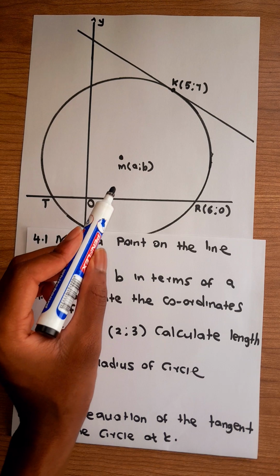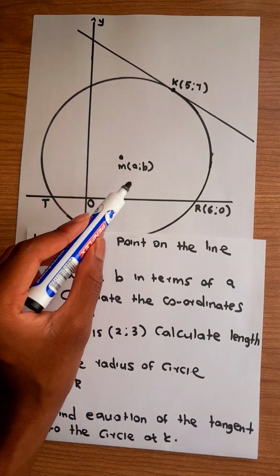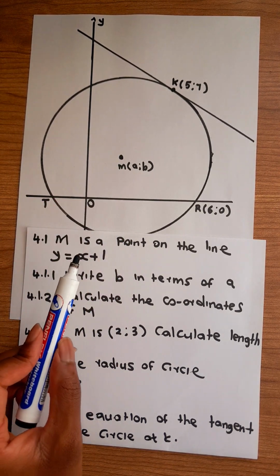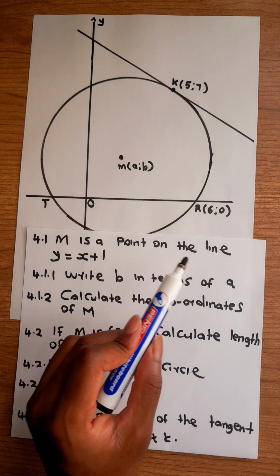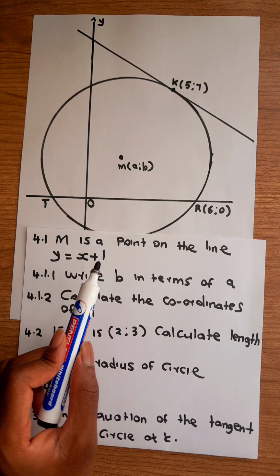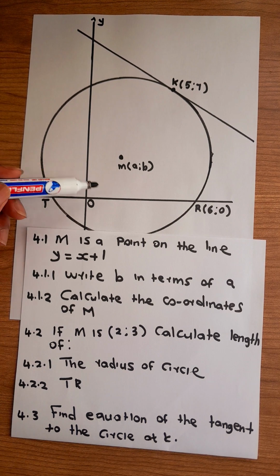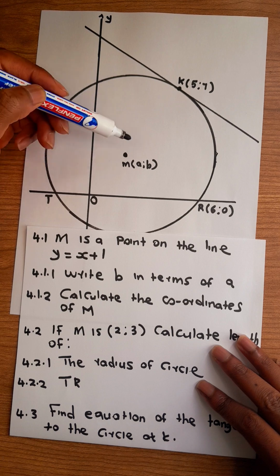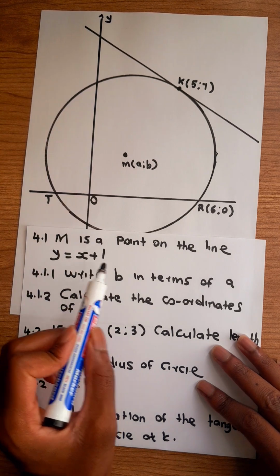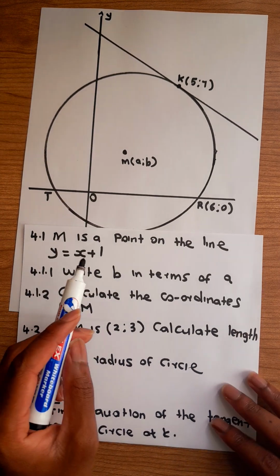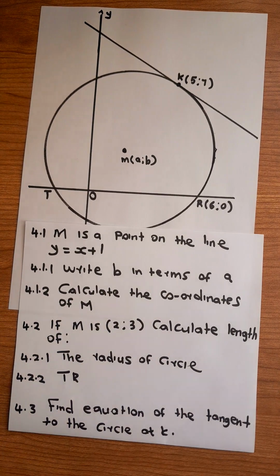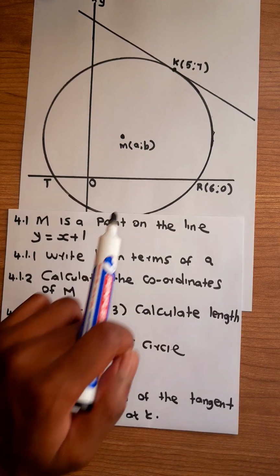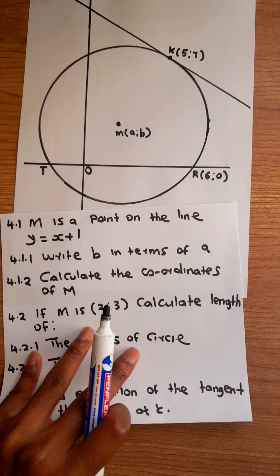They say, by the way, M is the center of the circle, right? So if M is the center of the circle, they say M is a point on the line y equals x plus 1. So they are actually telling us that there's a line passing through the point M, that is x plus 1. Now they say write B in terms of A. How do we actually do this?